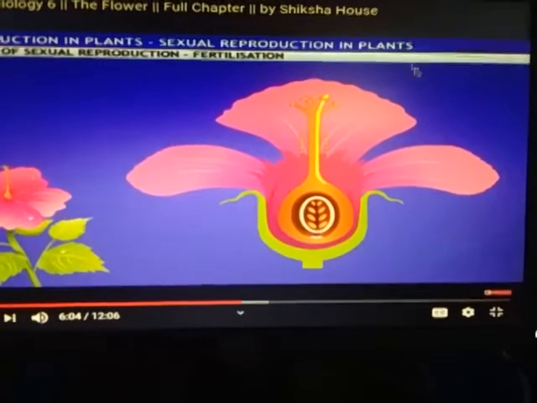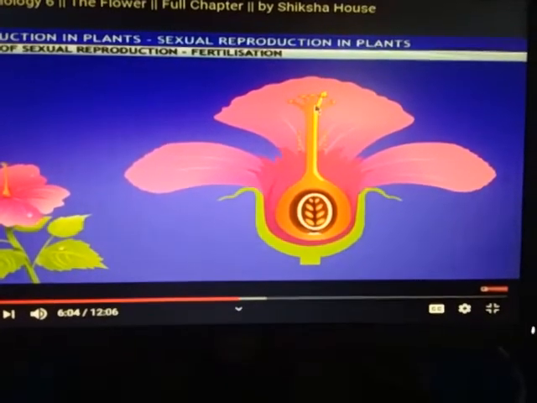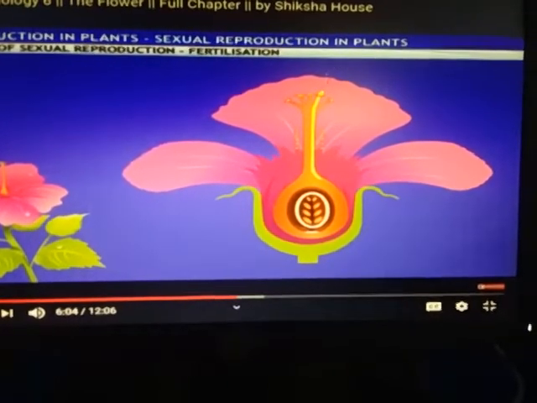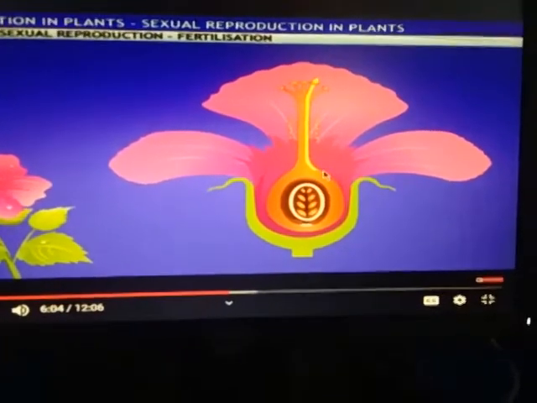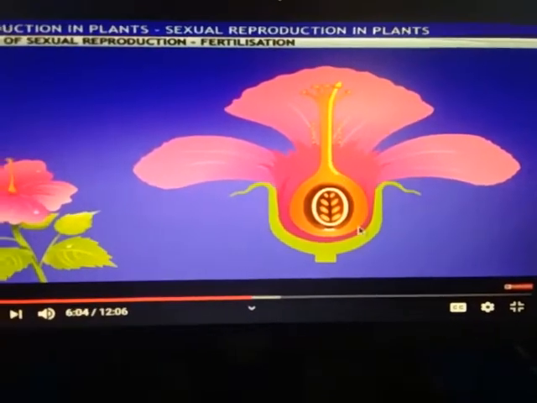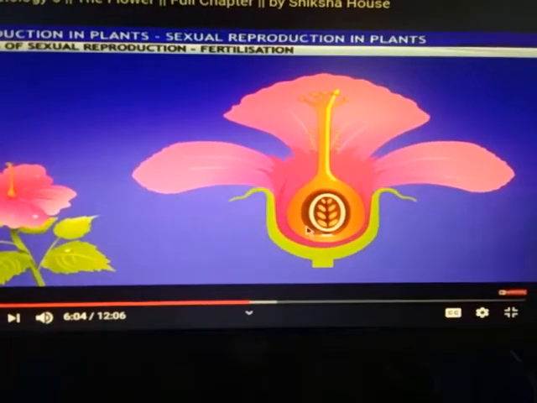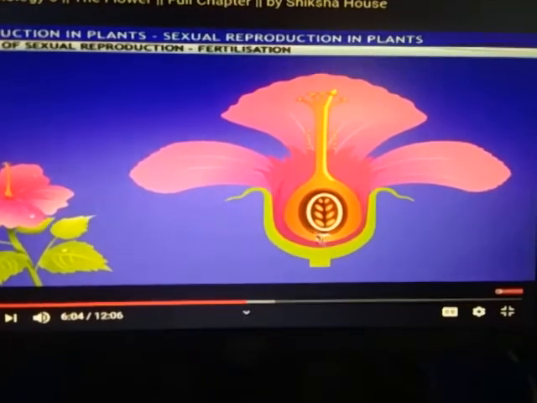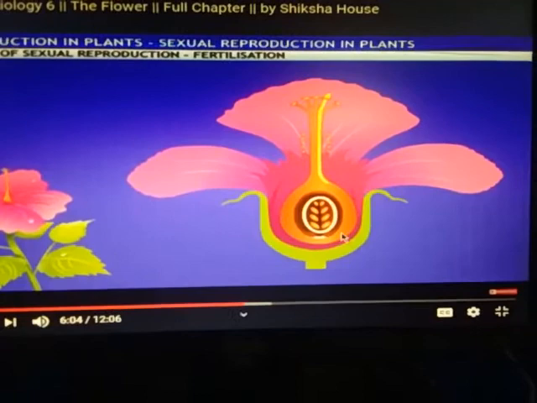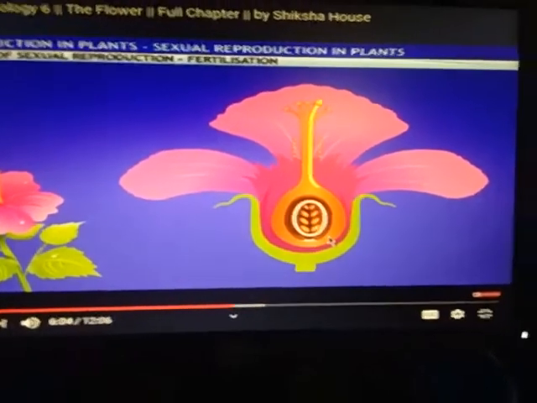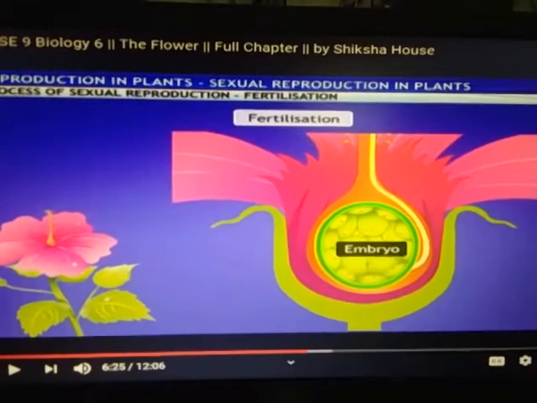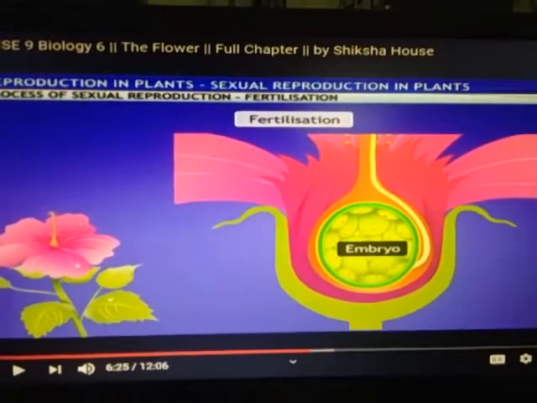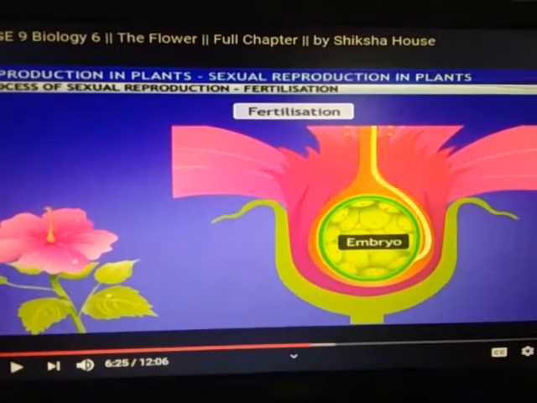Dear students, we can watch here the process of fertilization. We know that pollen grains attach on the stigma and form the pollen tube. From the pollen tube, male gametes move up to the ovary through the micropyle. In the ovary, they fuse with the ovule and form the seed. Due to fusion of male and female gametes, the embryo will be formed. This process is known as fertilization.